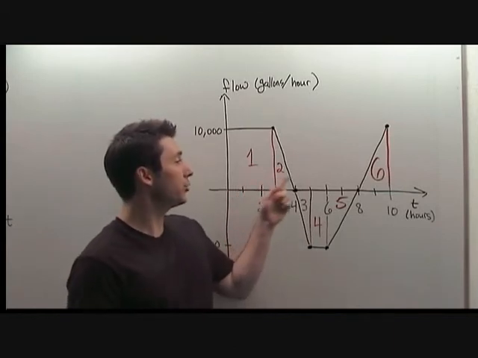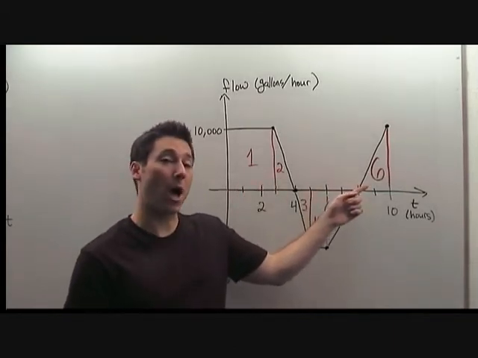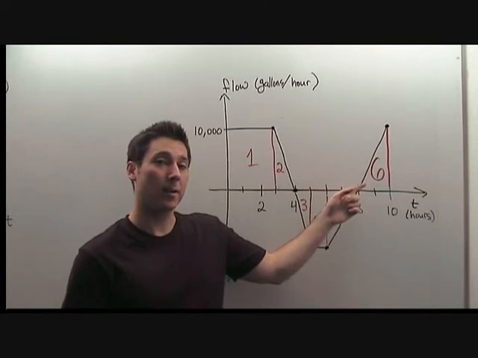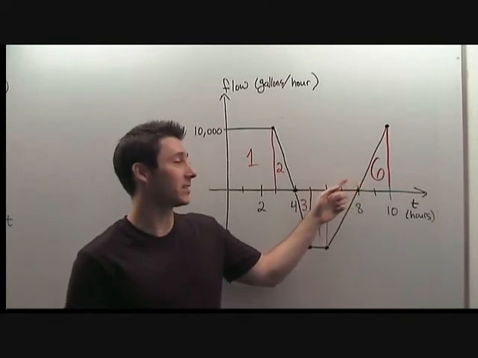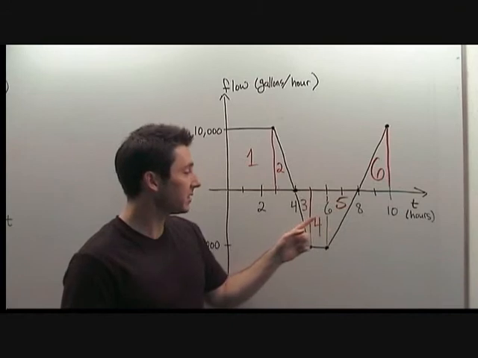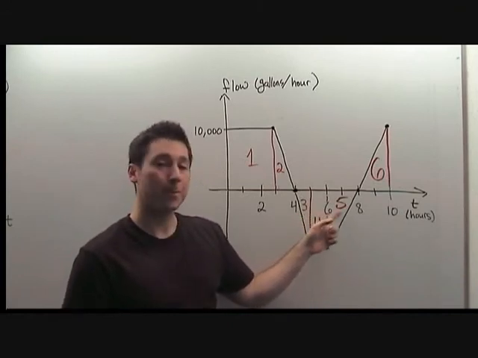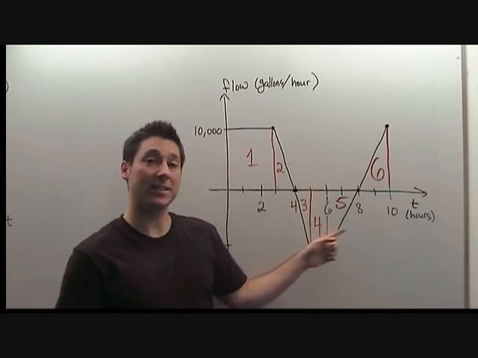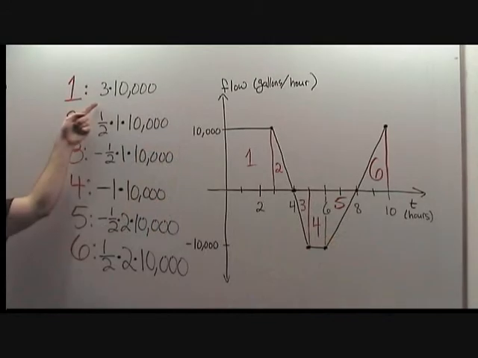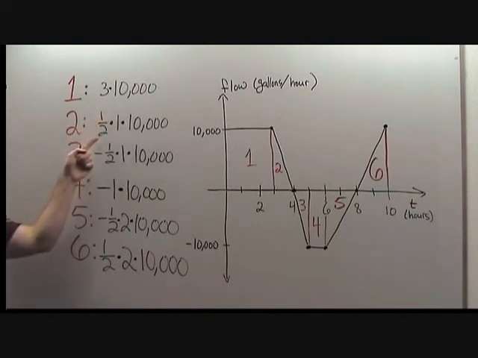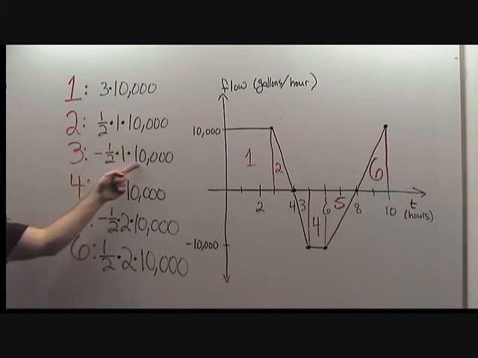Pieces 1, 2, and 6 will count with a positive area because they are above the t-axis. Pieces 3, 4, and 5 will count with a negative area because they are below the t-axis. The first area is 3 times 10,000. The second area is 1/2 times 1 times 10,000. The third area is negative 1/2 times 1 times 10,000.